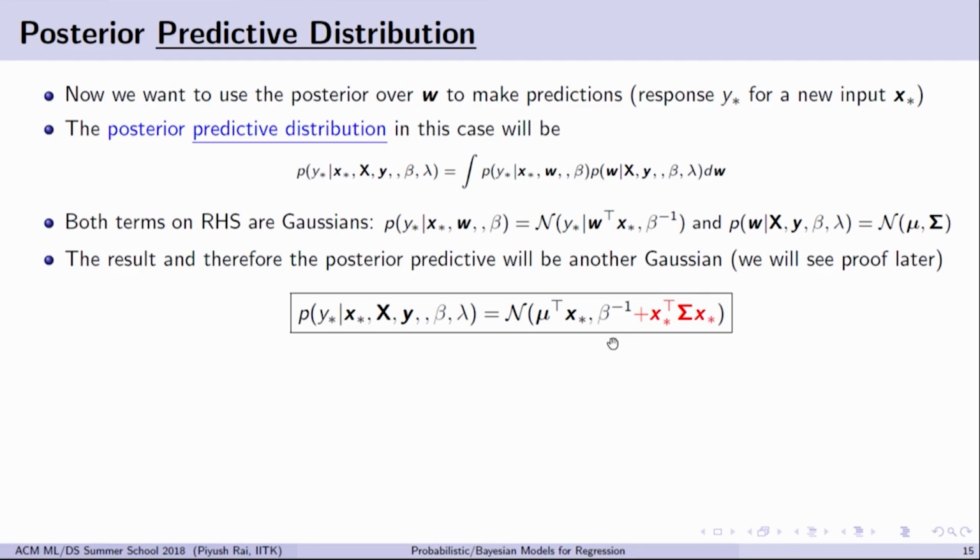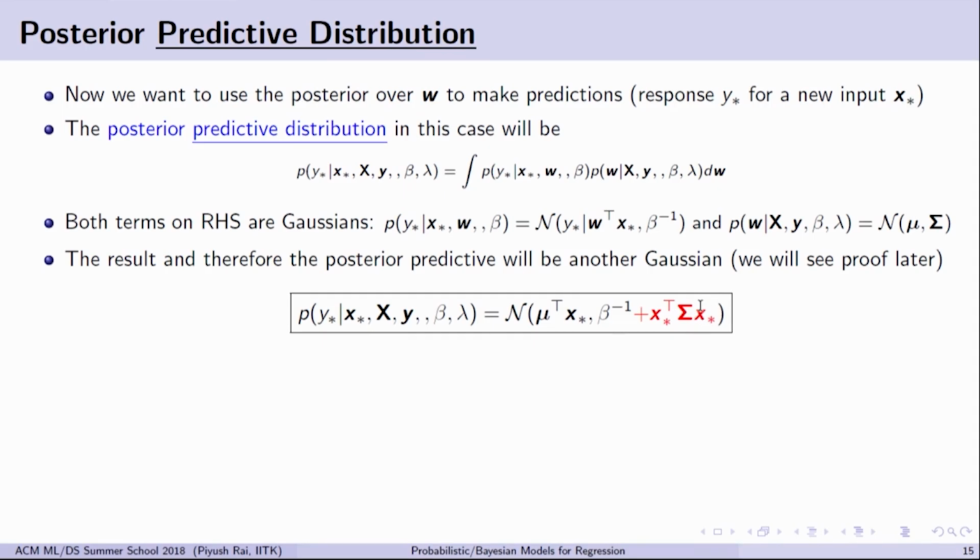in cases like this. Okay, so the result of this integral turns out to be a Gaussian distribution with mean being mu transpose x star, where mu is the mean of the posterior distribution. Okay, mu we already computed on the previous slide, and the variance of this Gaussian distribution is beta inverse plus x star transpose sigma times x star. Okay, note that x star transpose sigma times x star will be another scalar number. Okay, so this is a column vector, this is a matrix, this is another column vector, right?